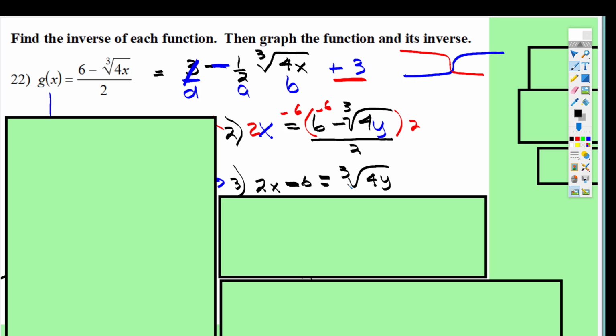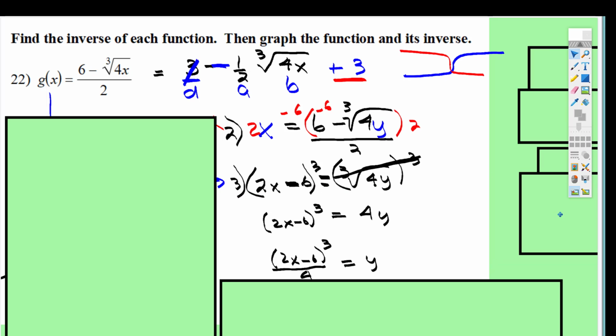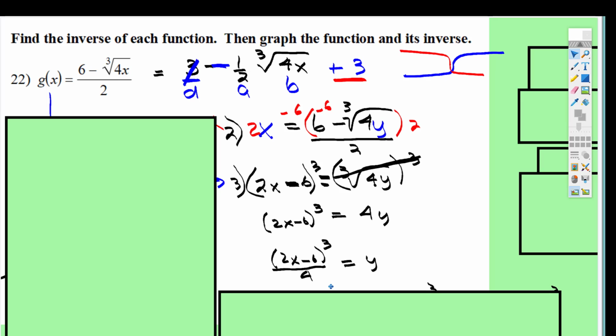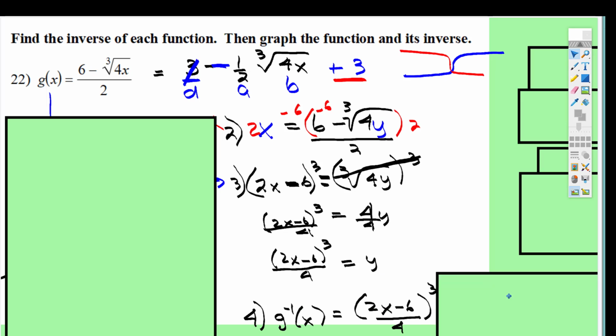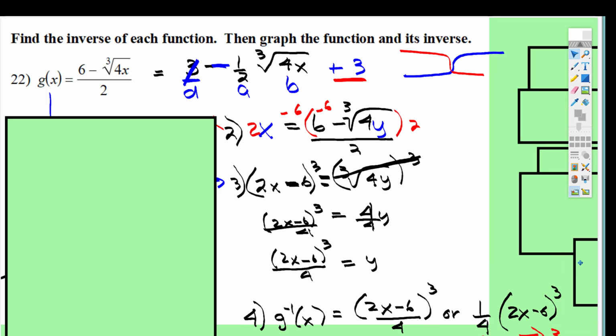That is something to the cube root. So we're going to cube both sides. And when we do that, now we have 4y. Well, then you're just going to divide everything by 4. That's what I have right there. I cubed both sides, which left me 4y. Then I divided both sides by 4, leaving y. And now you can rewrite it g to the raised -1.